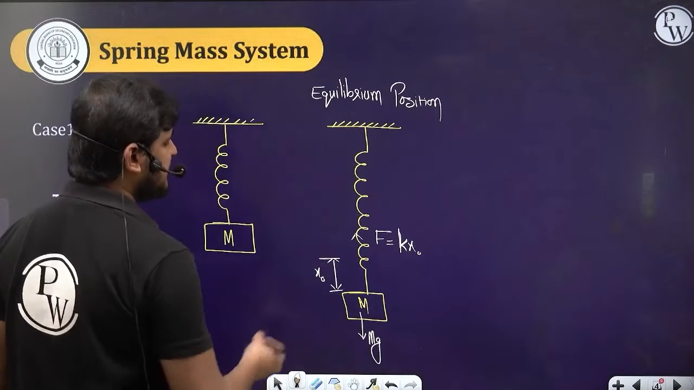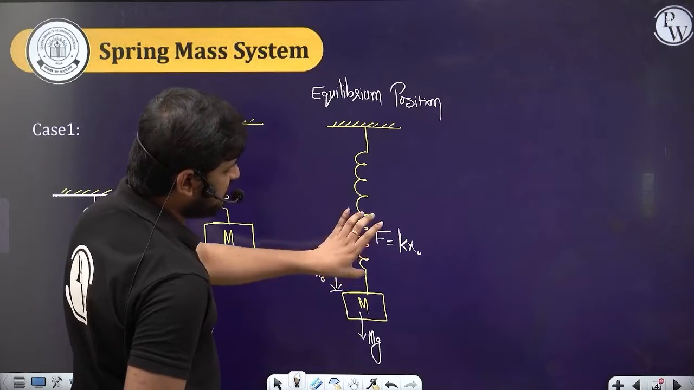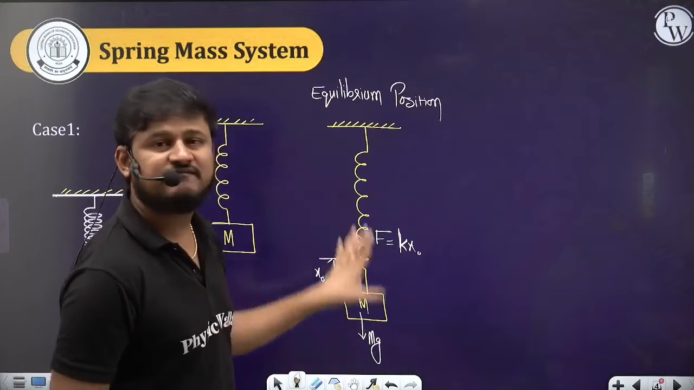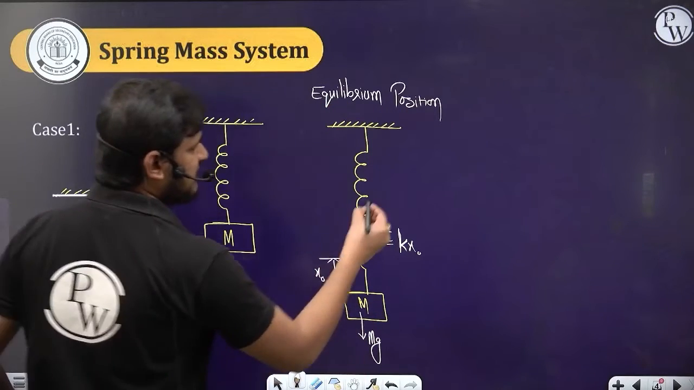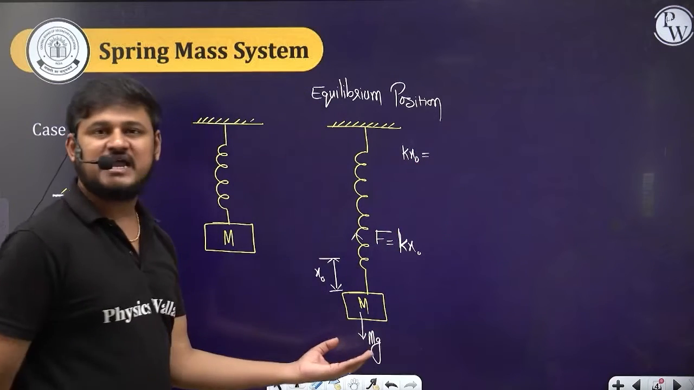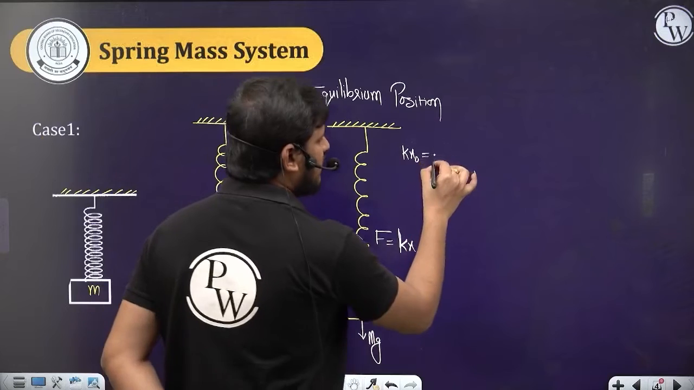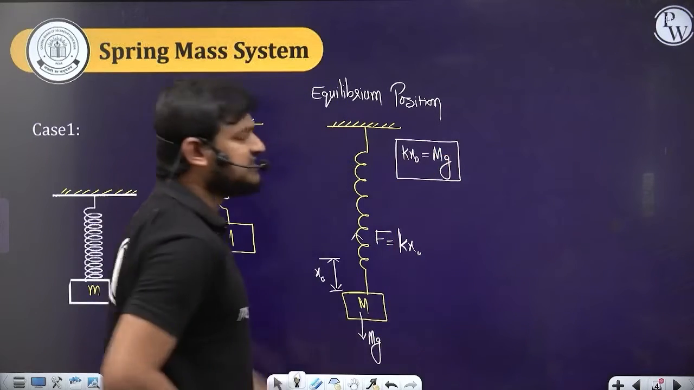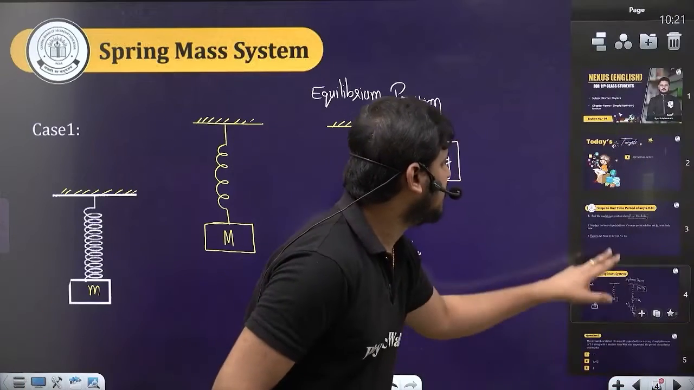So then I can say here the spring force is balanced by the weight of the block, then only it will be in equilibrium position, right? So in the second case I can write here, kx naught, the spring force, is balanced by the weight of the block, which is mg. So now let it be. This is the second step. Now get back to the steps.